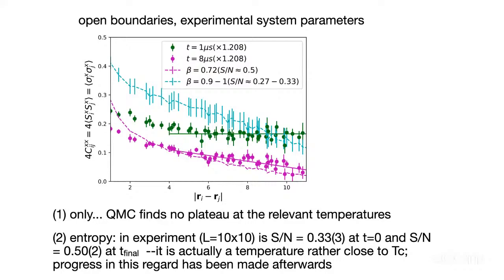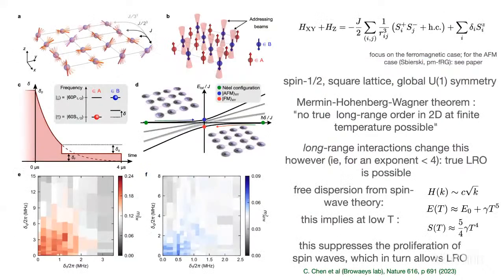Can I ask? So T is the time from the start, but could you remind me of your initial position? This is T equals 0. You show the result for T equals 1 microsecond, 8 microseconds. So what was the system like at 0?